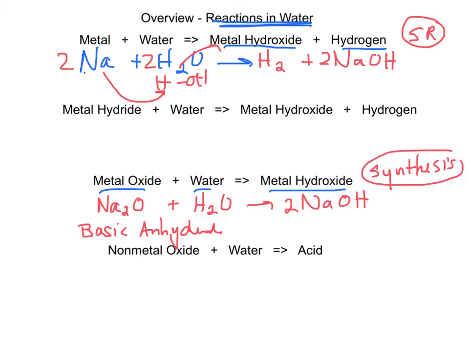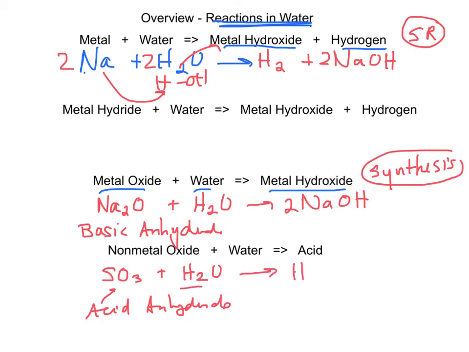If I take a non-metal oxide like SO3 and water, this is your acid anhydride, so we're going to make an acid. Remember, you just add everything up: 2 H's, an S, and 4 O's.